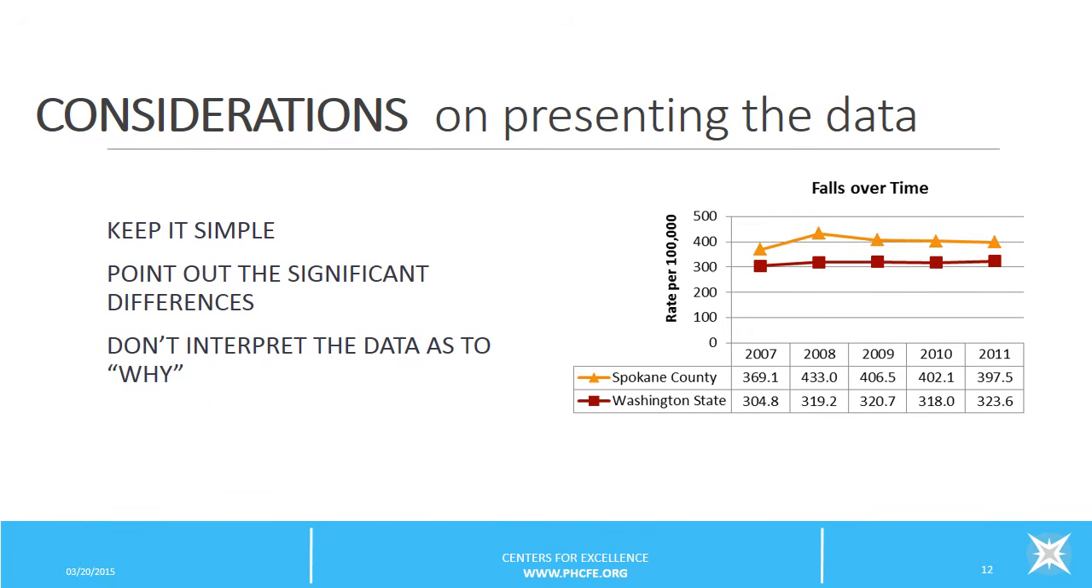It's important to present the data in a way that is understandable and won't be misinterpreted. Assessment staff often are asked to explain why a rate is higher than another or why they think the trend is improving. These are complex questions and can't be answered easily. The answer to why usually comes from further study or conversations with your community members.